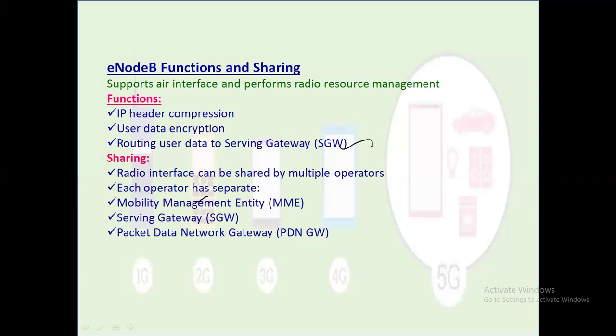Additionally, the eNode B enables sharing the radio interface among multiple operators, where each operator has separate core network components, including the mobility management entity, MME, serving gateway, SGW, and packet data network gateway, PDN-GW, allowing for efficient and secure sharing of network resources while maintaining operator-specific network control and management.